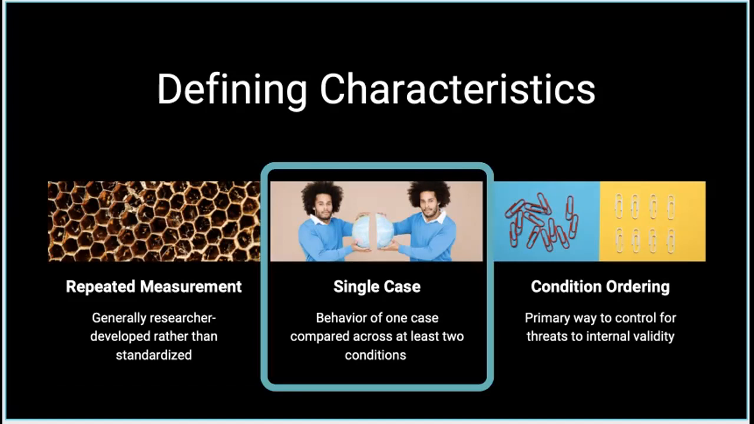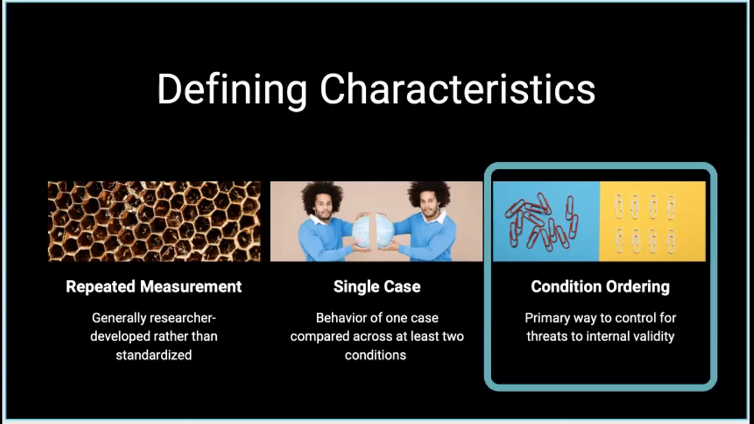And so I said single case is usually one person. In the cases when it's not, it's typically an intact group. So we might measure the behavior of all children in a small group or all children in a classroom and call that a case. But typically, a single case is a single person.